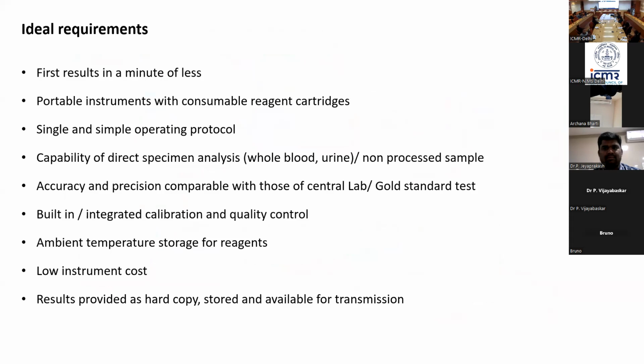Now, coming to the ideal requirements, I focus on ideal because we cannot actually comply with each and every point of this. For example, one of the ideal requirements is the first result should come in 1 minute or less. This is not possible in all point of care tests. Now, very important, if you have quantitative assays, it should have portable instruments and portable cartridges. It has to have a single simple operating protocol. The most important is you want to do this on non-processed samples, like whole blood, urine. You don't want any centrifugation steps prior. Then it should have built-in integrated calibration and quality control, and ambient temperature storage for reagents.